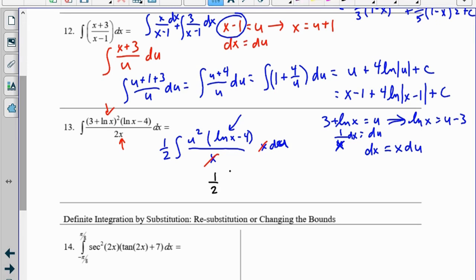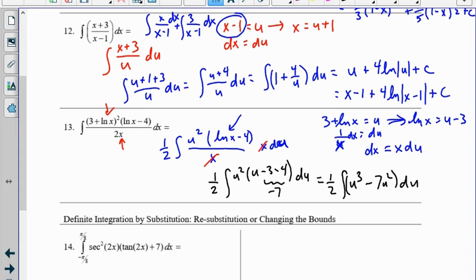So I have 1/2 integral of u squared times u minus 3 minus 4. I don't need to put a denominator in there because the x is canceled. And now I have this du going on. So I'm going to continue to simplify. This minus 3 minus 4 is really just minus 7. So I end up with 1/2 times the integral of u cubed minus 7u squared after I distribute that in.